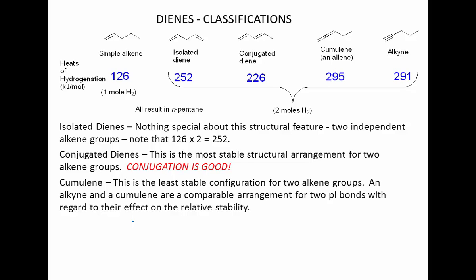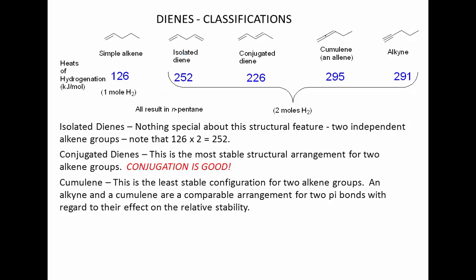Okay, finally we're going to get to the real meat of this chapter, and this is dienes. Okay, and I have here 5 compounds: a simple alkene, an alkyne, and 3 different compounds that have 2 alkene groups in them. Okay, all right, so if we look at dienes, we're going to classify them as one of 2 ways.